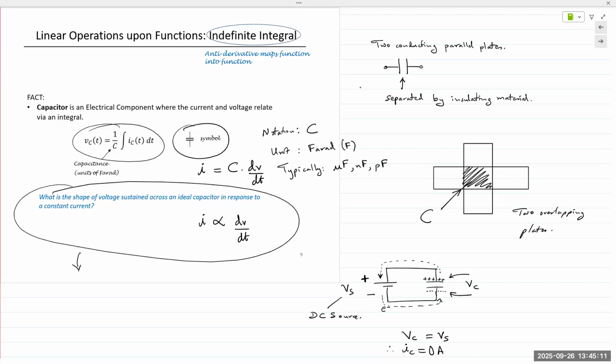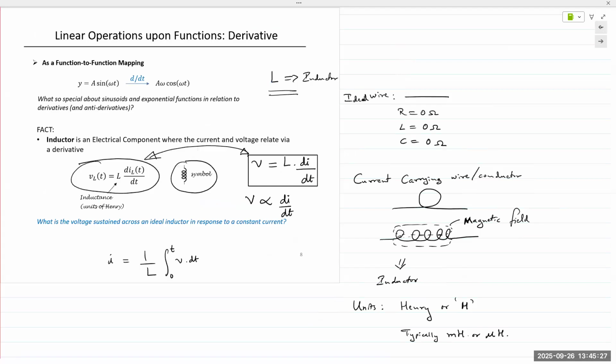Okay. And same thing for an inductor. In the inductor, we have current flowing through. We say inductor voltage V is equal to L di over dt. So if the current is constant, let's go back to that slide. This one, right here. What is the voltage sustained to a constant current? If the current is constant, it does not change, then the inductor behaves like a short circuit. The voltage across that inductor is equal to 0. Both ends of the inductor are at the exact same electric potential.